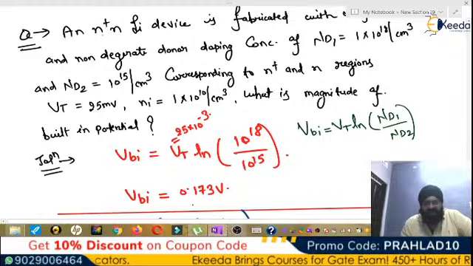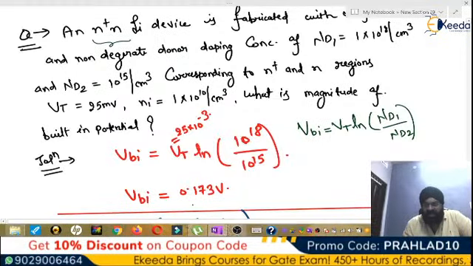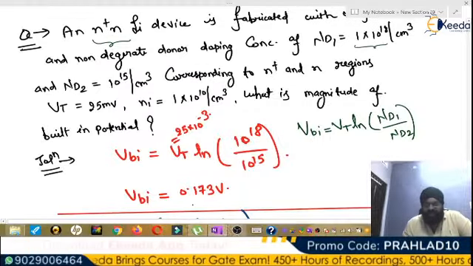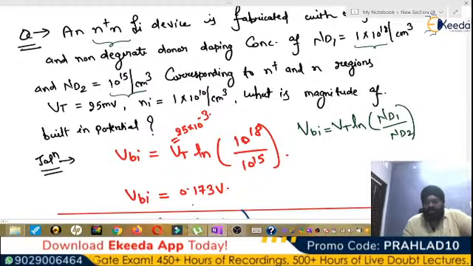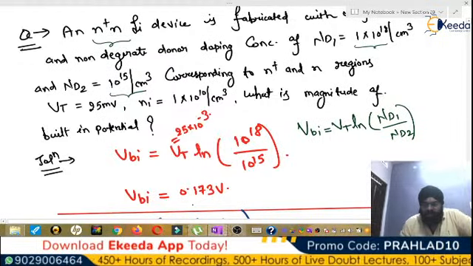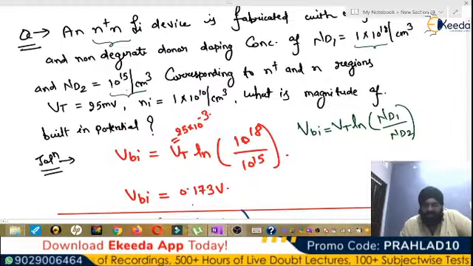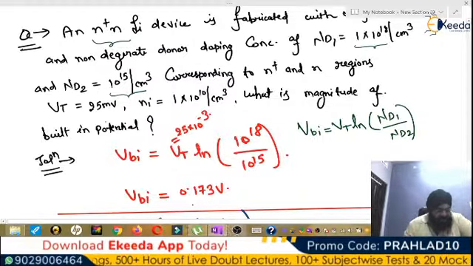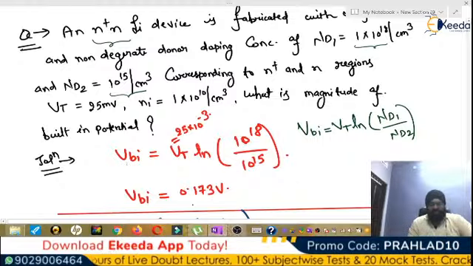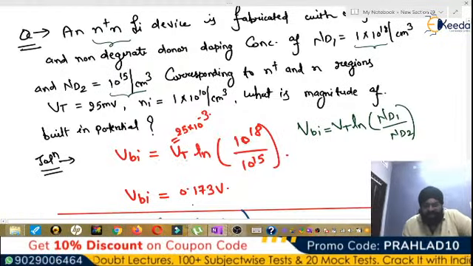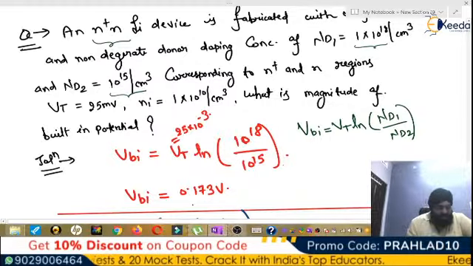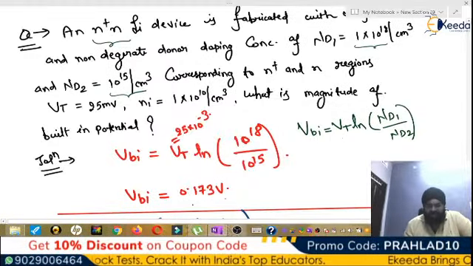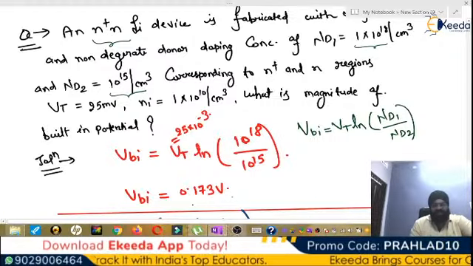As we can see in this device, it is an n plus n semiconductor where ND1 is 10 to the power 18, and ND2 is 10 to the power 15. So this region has more doping concentration than this one. That's why built-in potential is generated. So built-in potential is Vt ln of 10 to the power 18 over 10 to the power 15, and we get our magnitude as 0.173 volt.